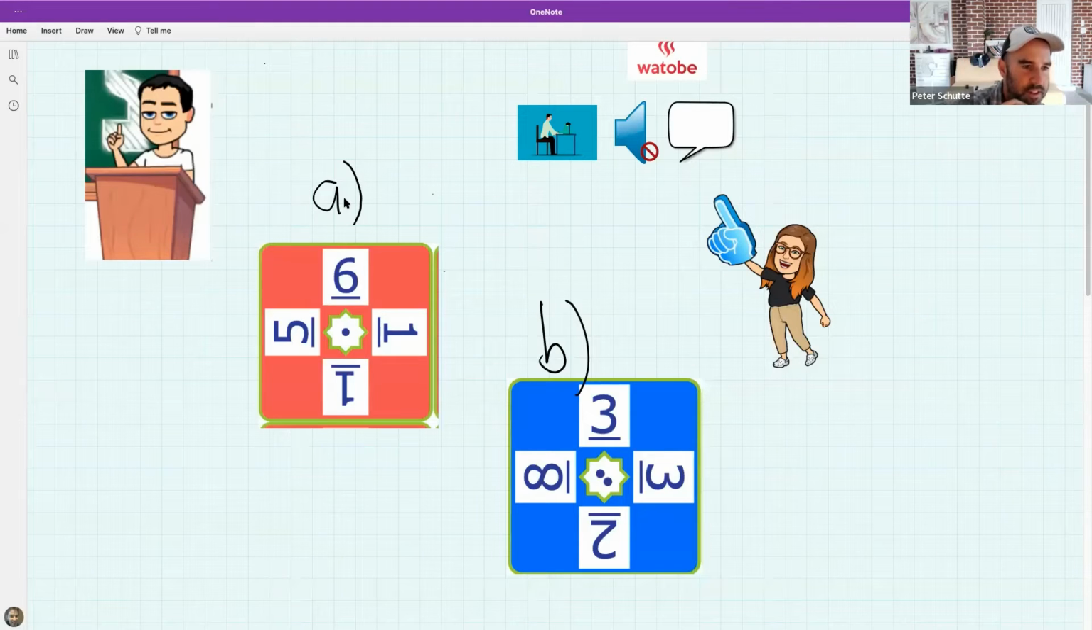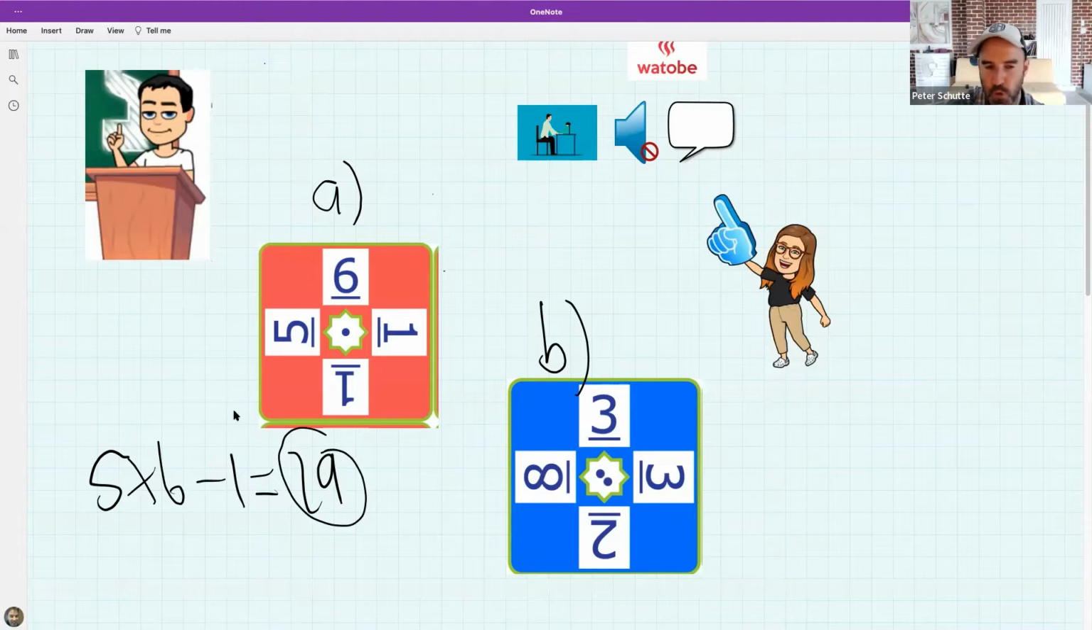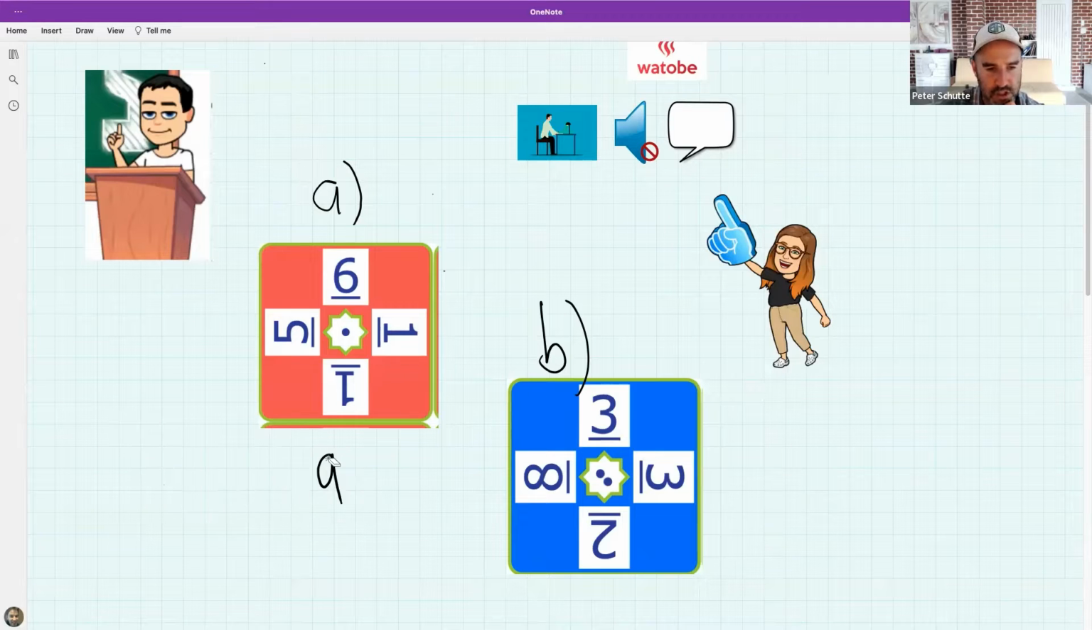Now 5 times 6 minus 1. So that gets you to 29. So not quite 24, but you're getting close. Also remember, you have to use all 4 numbers to get there.